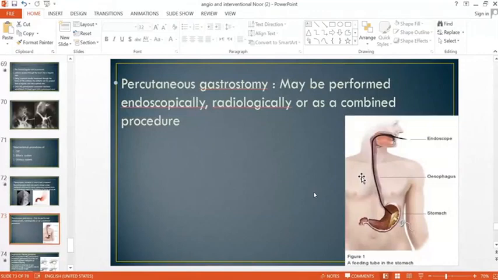Another interventional GI procedure is percutaneous gastrostomy. It can be performed endoscopically by passage of an endoscope, perforating the stomach and out through the anterior abdominal wall, or radiologically by puncturing the stomach and putting a stent, or as a combined procedure by both transcutaneous and endoscopic routes.